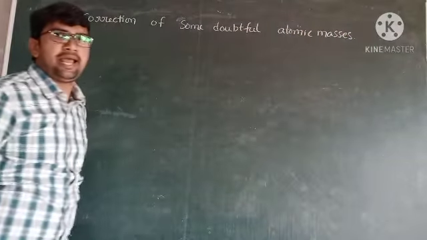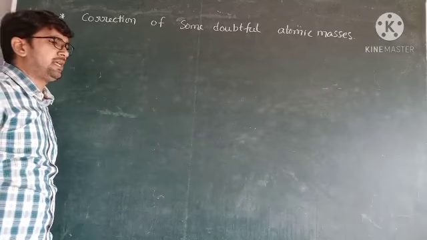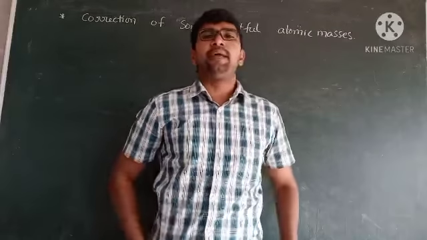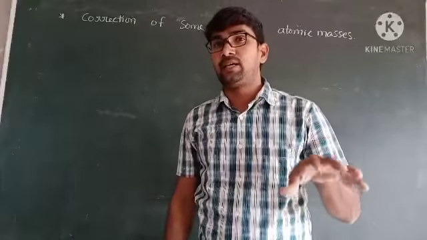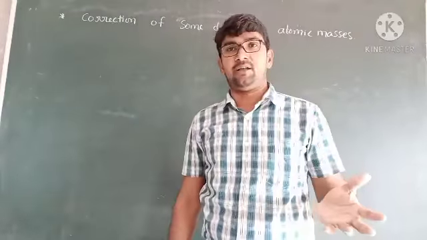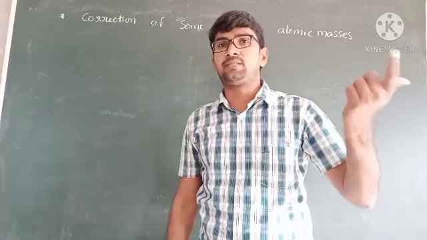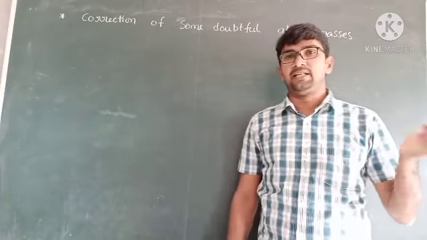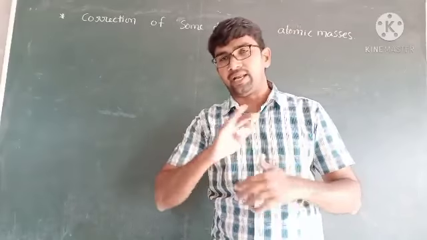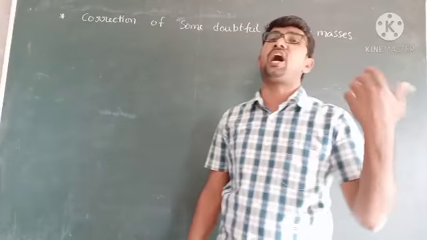Some doubtful atomic masses. Doubtful means Lothar Meyer and Newlands were arranging some elements. That order is based on their atomic weights, but that order is wrong because they calculated wrong atomic masses of those elements. That's why Mendeleev corrected those elements and changed the order also.